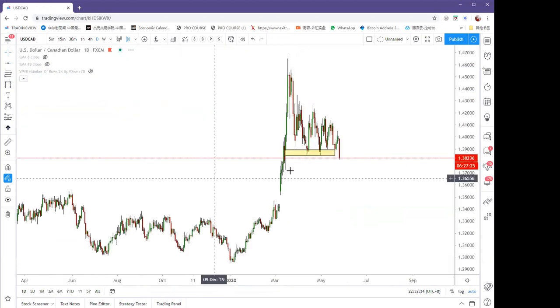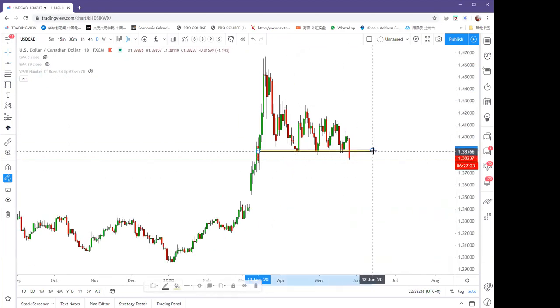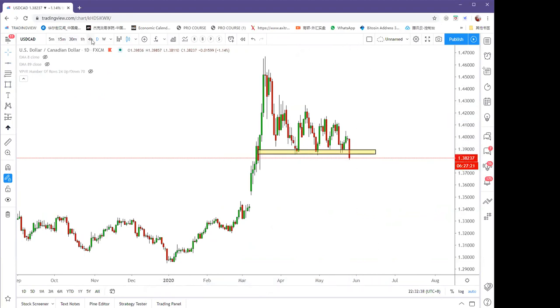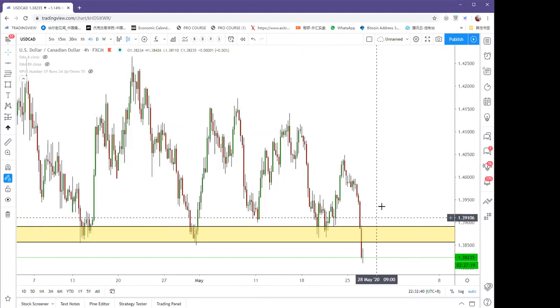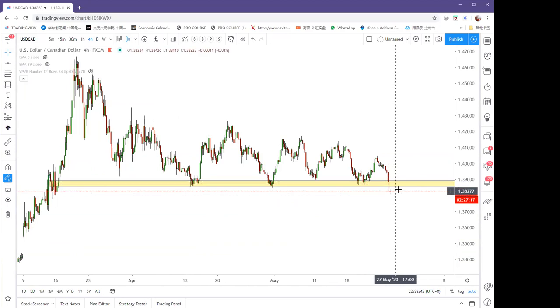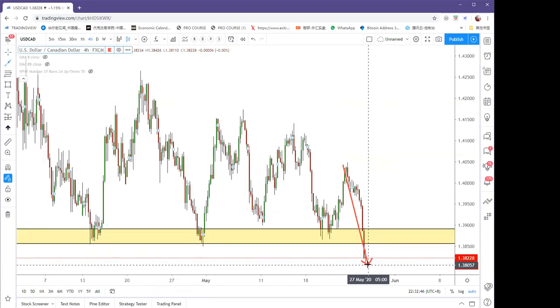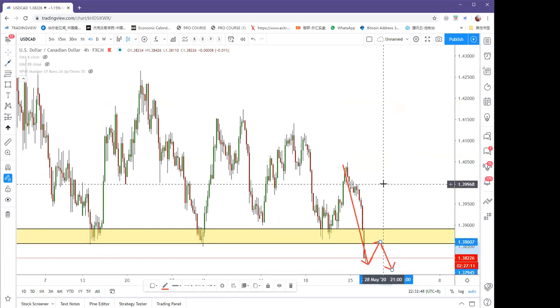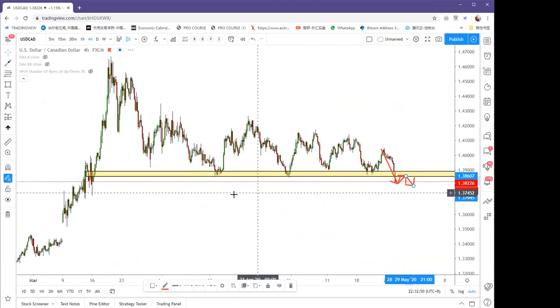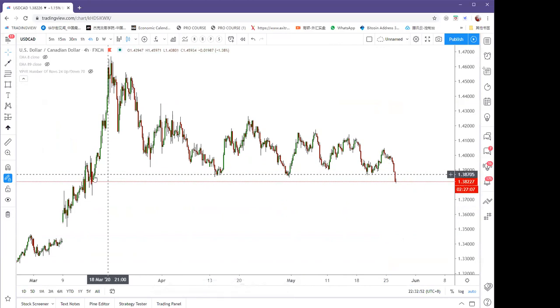Okay, dollar Canadian breaks down. Okay, so let's go for sell. You can sell dollar Canadian because Canadian dollar is going to rally against the dollar. So this is a very good trade. This is what we aim for, we prepared for almost 2 months since March.